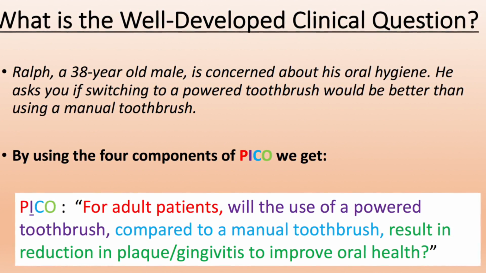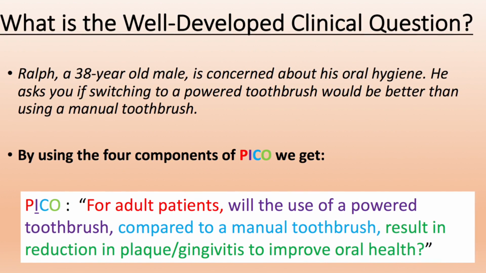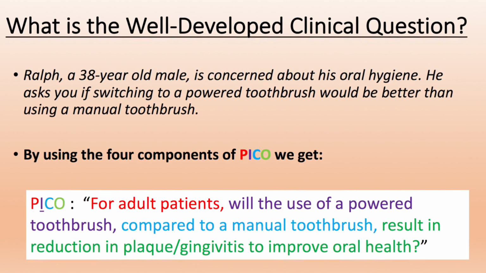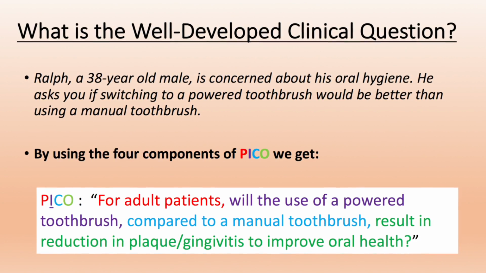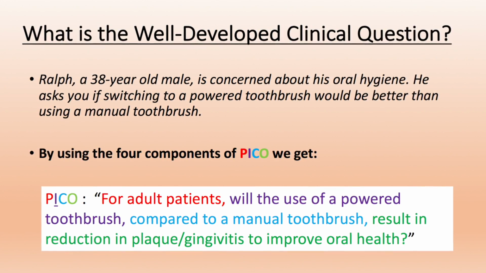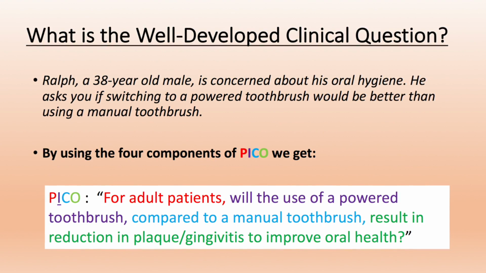So by incorporating the outcome component of PICO, we get our fully formed clinical question. For adult patients, will the use of a powered toothbrush compared to a manual toothbrush result in reduction in plaque and/or gingivitis to improve oral health?